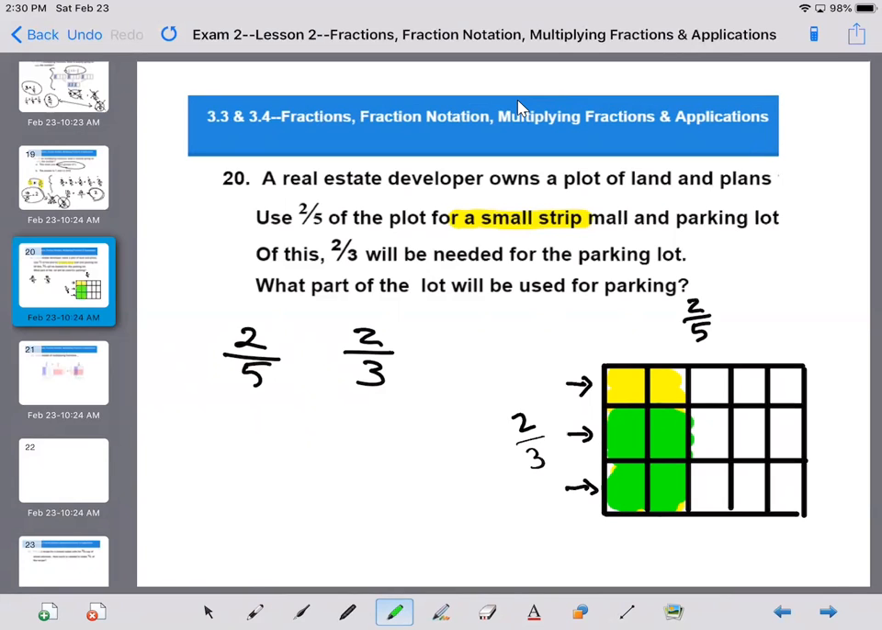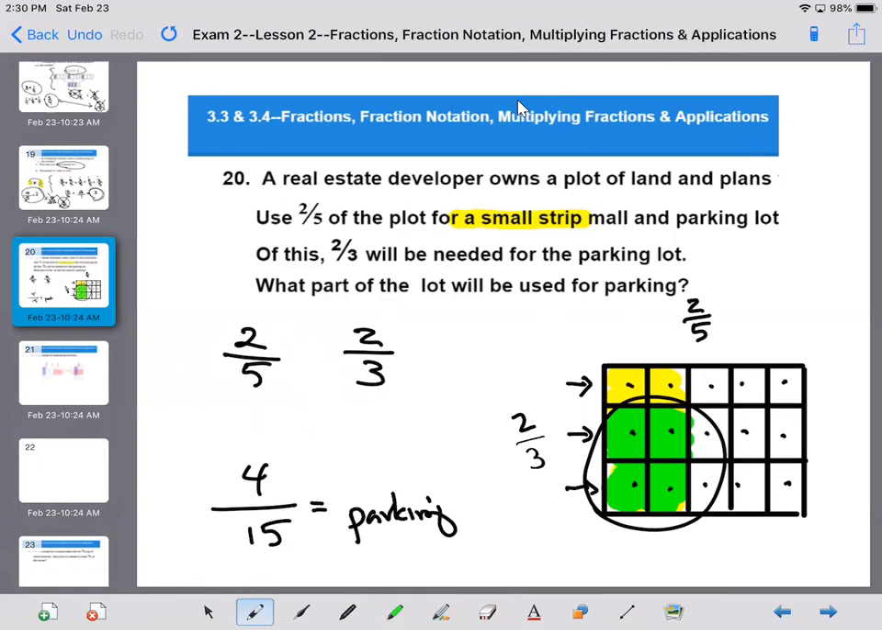Which part of the lot will be used for parking? So what's in green is for parking. The total is 1, 2, 3, 4, 5, 6, 7, 8, 9, 10, 11, 12, 13, 14, 15. 4/15 would be for parking. Now think about how you could get 4/15 if you're multiplying the fractions.